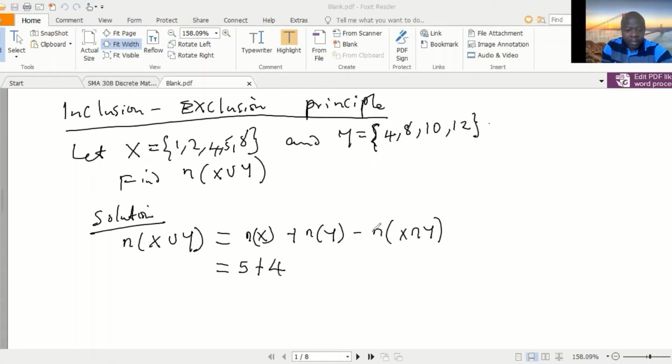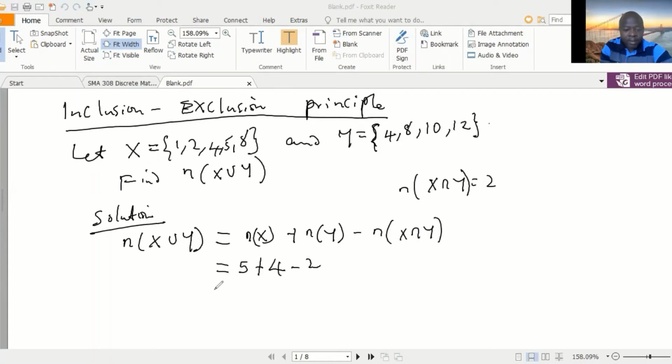The elements in the intersection are the elements common to the two sets. I can see that this set has 4 and 8, and this set has 4 and 8. So these are two elements. The intersection of X and Y has two elements, 4 and 8, the elements common to these two sets.